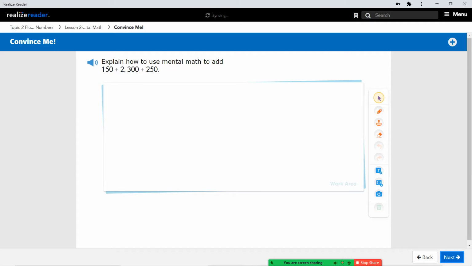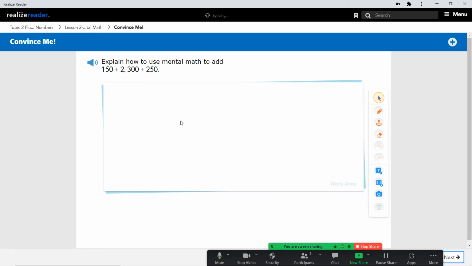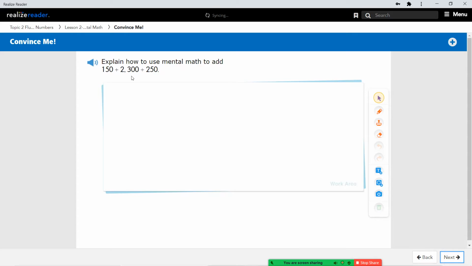Now, as we get into our next question. It says, explain how to use mental math to add 150 plus 2,300 plus 250. So what I'm going to do here is add my parts together in a different order. I'm going to use my associative property, my grouping property, which is basically the same as the commutative property, but it's for when you're adding or working with more than two numbers.